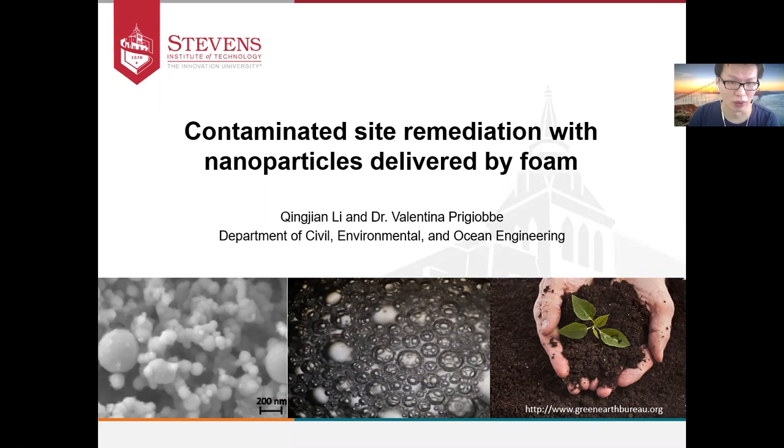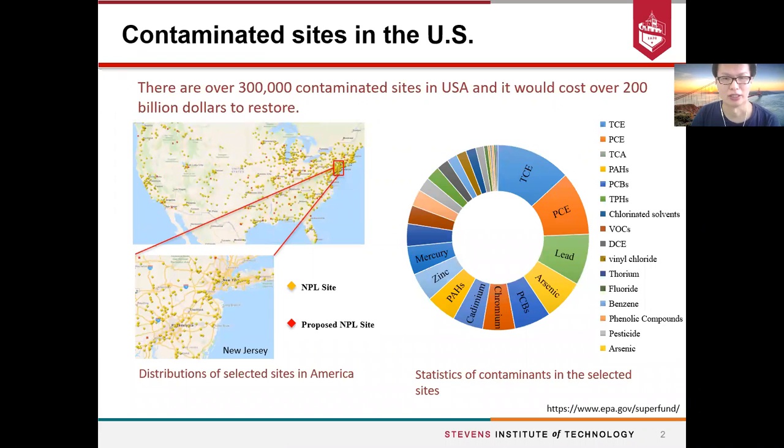As we all know, site contamination is a serious problem. The federal agency EPA identified over 300,000 sites in the USA. Due to the survey of selected sites, the dominant contaminants are TCE, PCE, lead, arsenic, etc. EPA estimated that it would cost over $200 billion to restore all contaminated sites. Therefore, there is a need for technology which could reduce costs and improve the overall effectiveness of environmental remediation.